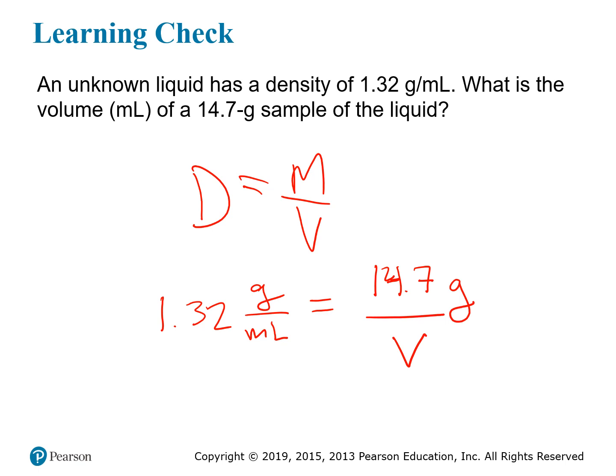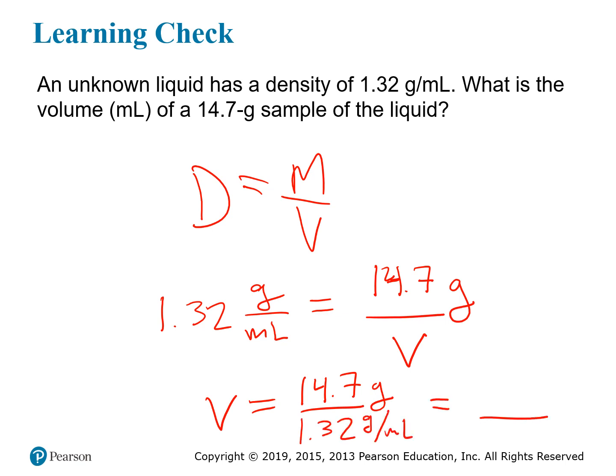And so we would need to do some algebra to solve for V to get the answer. Okay, this is simple algebra that you should be able to do for this course. There's many questions in this course where you'll need at least this level of algebra. So it should be trivial for you to solve this for V and say V equals 14.7 grams divided by 1.32 grams per milliliter. And then you would get your answer, right?